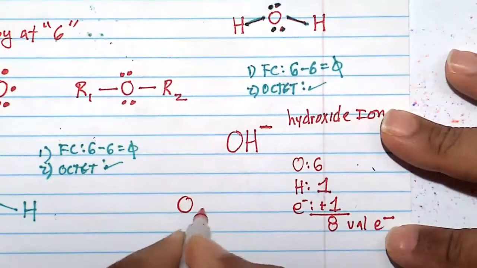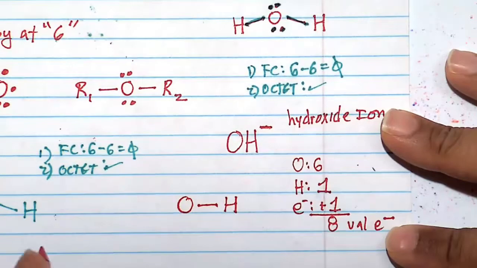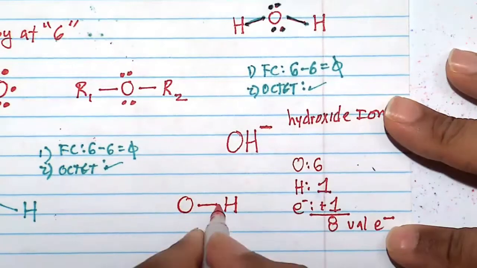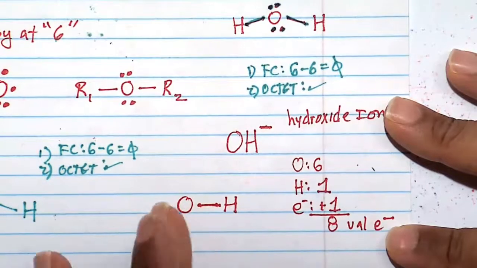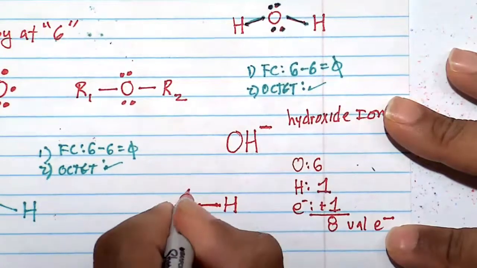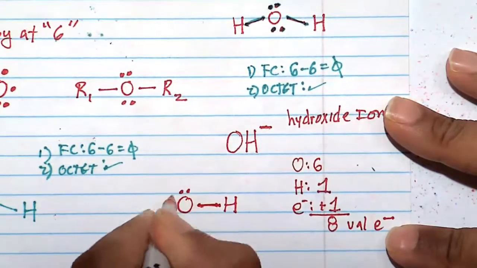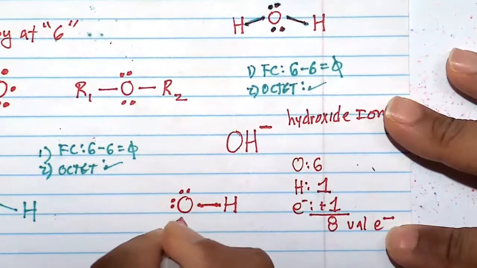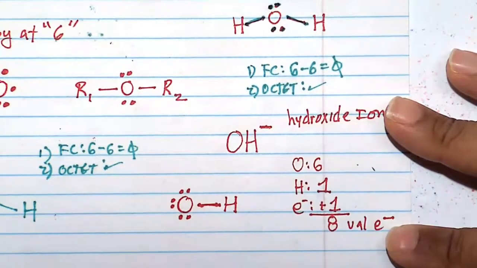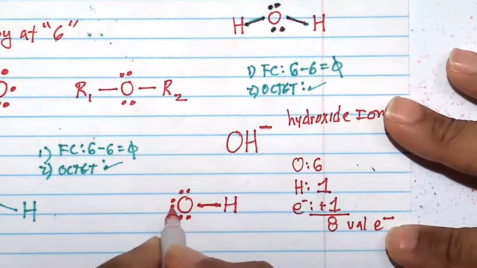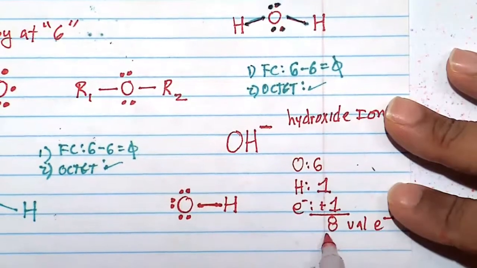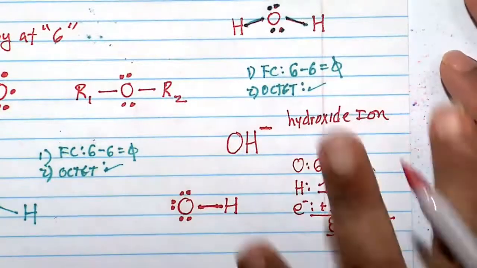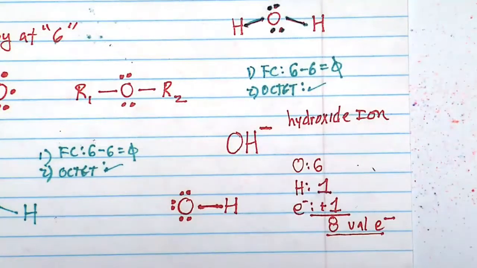So we have an oxygen bonded to a hydrogen. And now we're going to put, let's see, that's 1, 2. Okay, so we need 6 more. The 6 will actually go on the oxygen. 1, 2, 3, 4, 5, 6, 7, 8. These are my 8 valence electrons that are around the hydroxide ion.